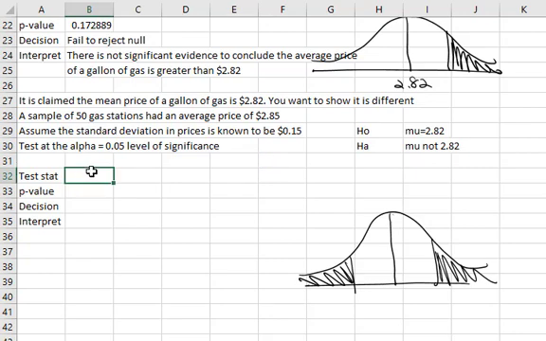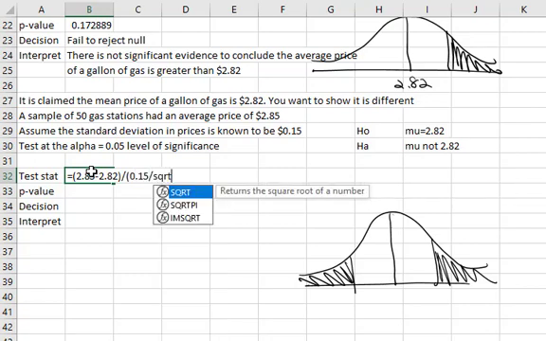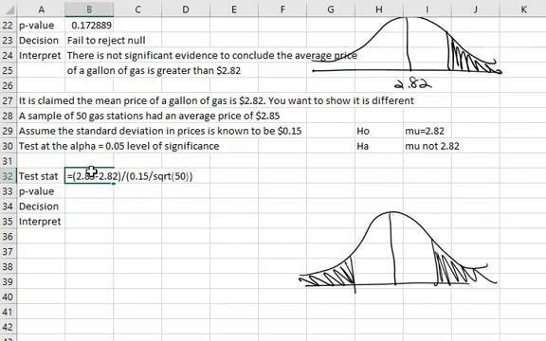If we look this time, it says the average price of our 50 gas stations is $2.85. So it's going to be, open parentheses, $2.85 minus the mean of $2.82, close the parentheses, divided by, open parentheses, the standard deviation is still 0.15, divided by the square root of the sample size, which is 50. Close the parentheses on the square root, close the parentheses on the denominator, and our test statistic is 1.41. Notice that 1.41 is positive, which means it is the right tail.